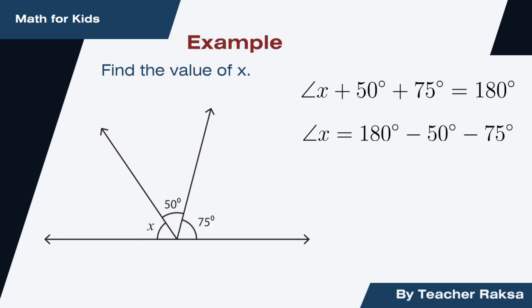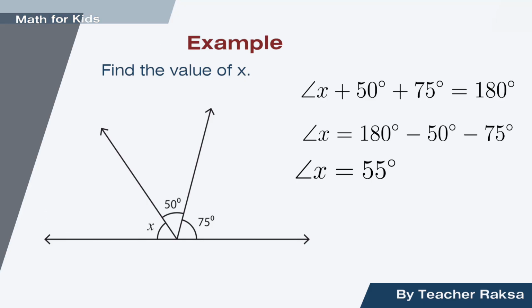To find the value of x, we subtract 50 degrees and 75 degrees from 180, which equals 55 degrees. So the value of angle x is 55 degrees. Simple, right? Let's keep practicing.